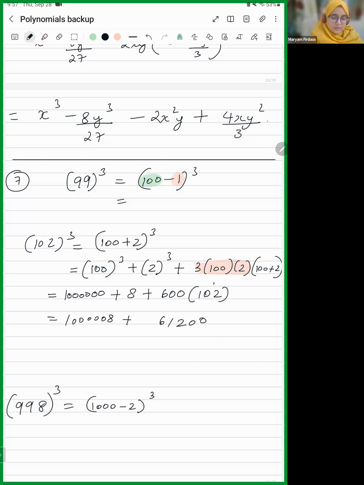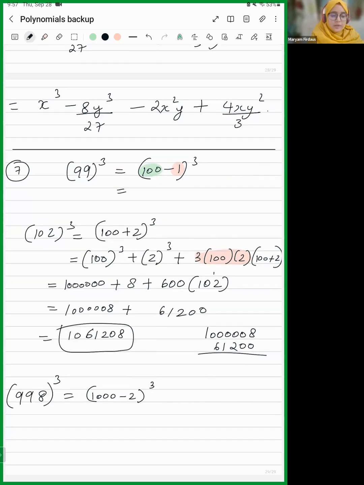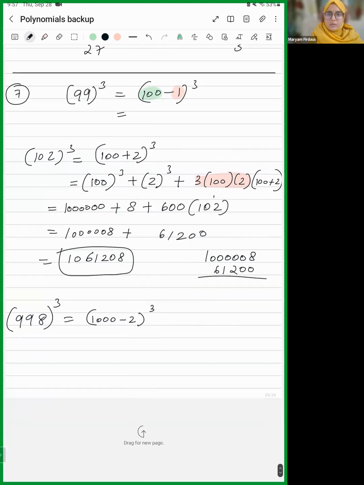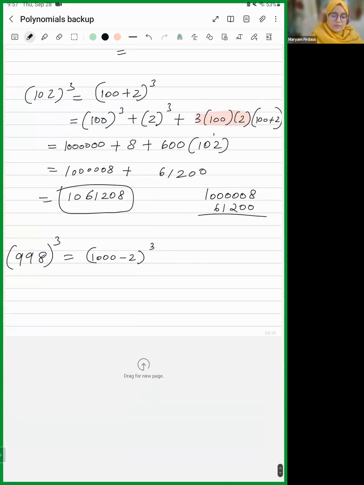So find it. 1, 2, 3, 4, 5, 8. 6, 1, 2, 0, 0. So this will be 1, 0, 6, 1, 2, 0, 8. Let's check. I got the answer, ma'am. So 1, 0, 6, 1, 2, 0, 8. Okay, fine. So the rest of them you all can do as homework. Yes, ma'am. Okay.